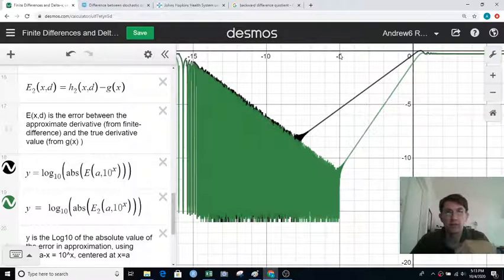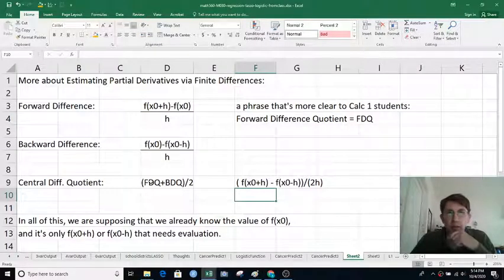So central difference sounds great, right? What could possibly go wrong? Well, remember that we're supposing that we know the function value at x naught, and we have to evaluate the function value at x naught plus a little bit or minus a little bit. So central difference takes twice the work of forward difference. For central difference, you have to do these two function evaluations. For forward difference, you only have to do one because you already know the function value at our central point. So central difference is more precise, but also more work.